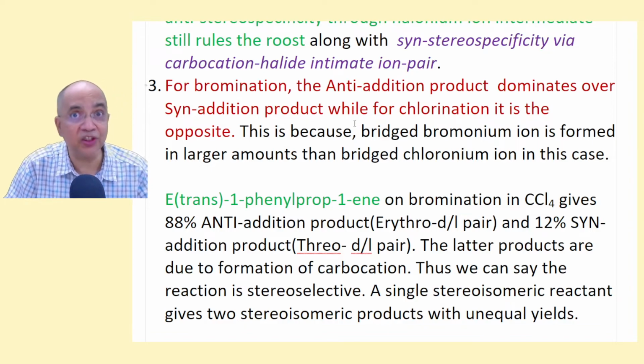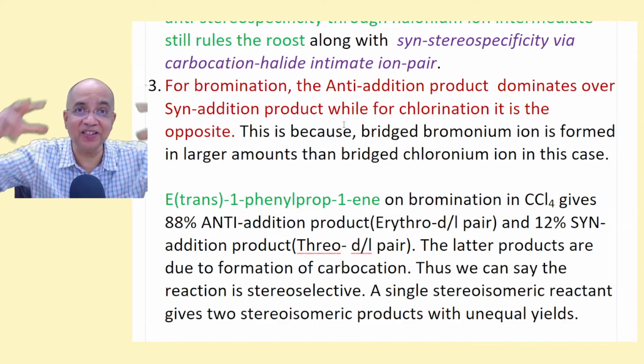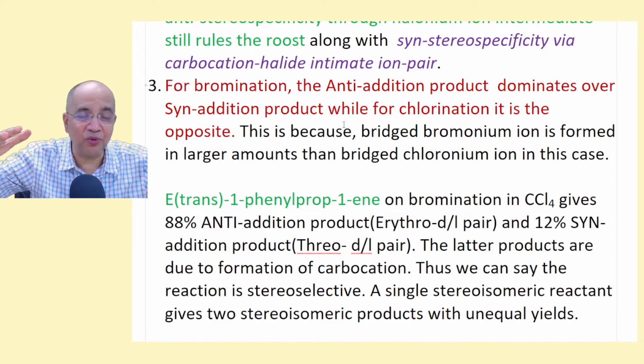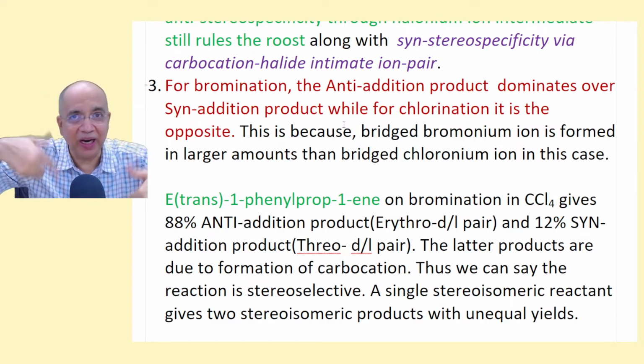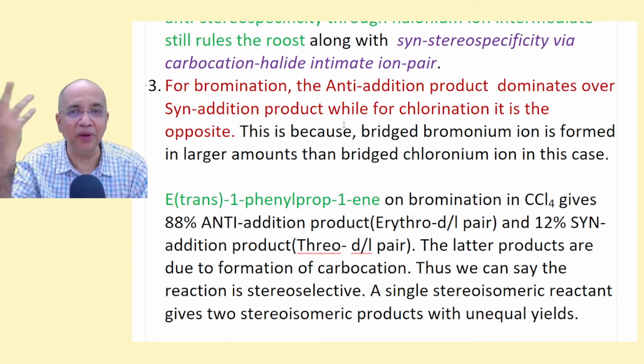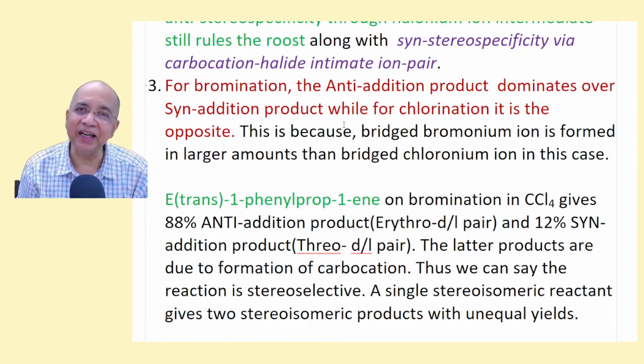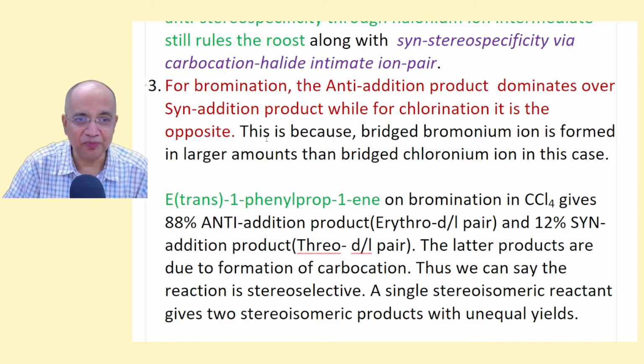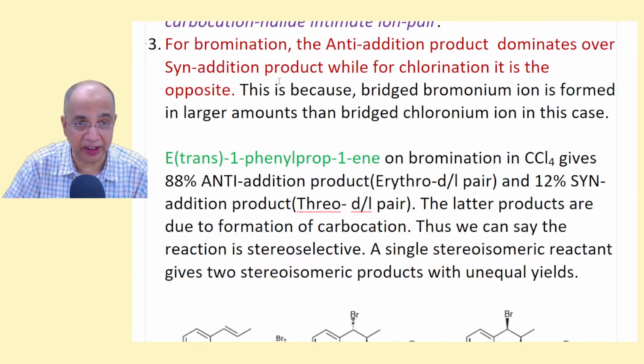While for chlorination, since a bridged chloronium ion intermediate is not formed to a large extent, the intimate ion pair mechanism takes away the lead, and the syn product becomes more dominant. Now, for bromination, the anti-addition product dominates over syn, while for chlorination it is the opposite.